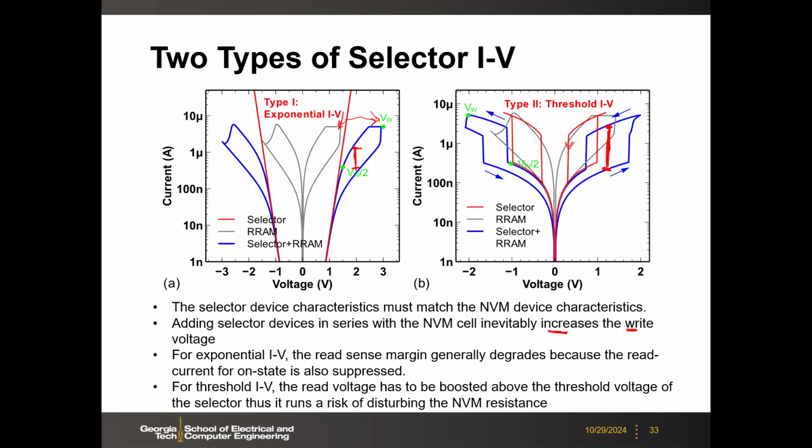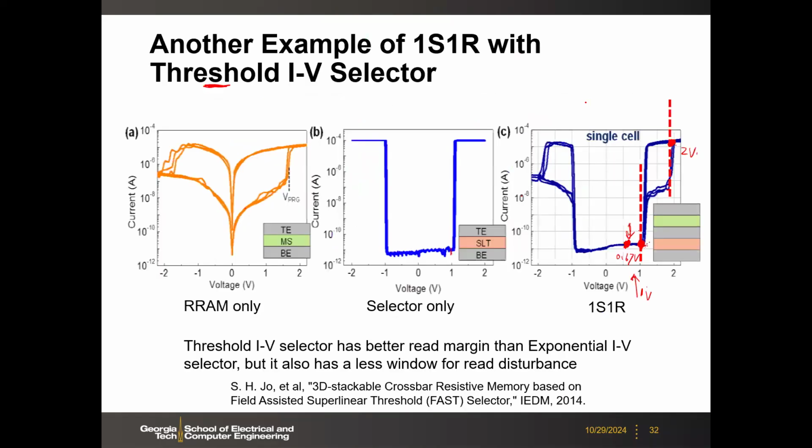I will talk a little bit about that. The threshold IV, this one is not the full story. Typically, the threshold IV will turn on this way, but when it turns off, it will follow this path. Okay. So this is the turn-on voltage, and then this is called the hold voltage. Hold voltage is kind of small. That means once the selector is turned on, you only need a small voltage to hold the on state.